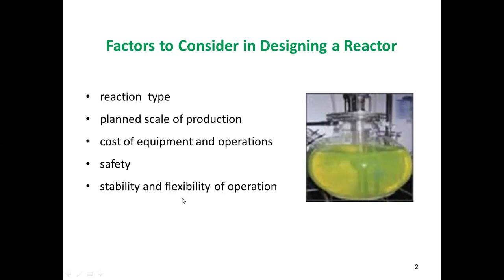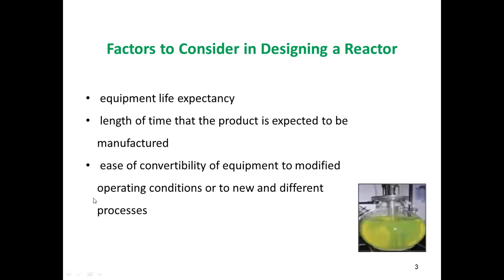So that's flexibility of having it operated. So this is the first 5. The last 3 you have in here, we have to look into the life of the equipment. So equipment life expectancy based on how it is operated, the length of time that the product is expected to be manufactured, how long will you be able to produce the product with the given quantity, of course, and the ease of convertibility of equipment to modified operating conditions.